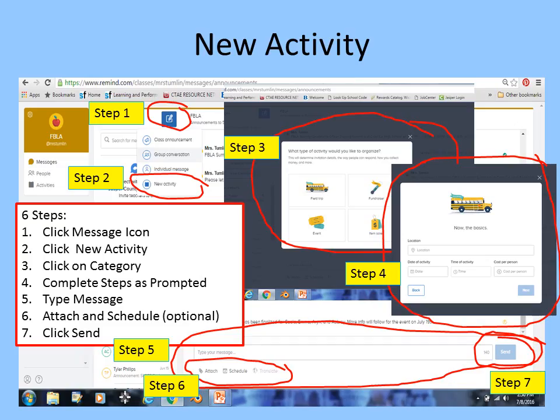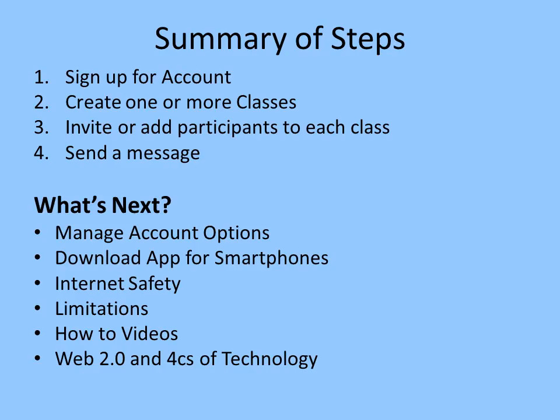On the left, step 1 is the message icon. New activity for step 3. There's your categories under 3. Then you'll fill in information and follow the prompts. Type the message, include an attachment and schedule if necessary, and click Send.